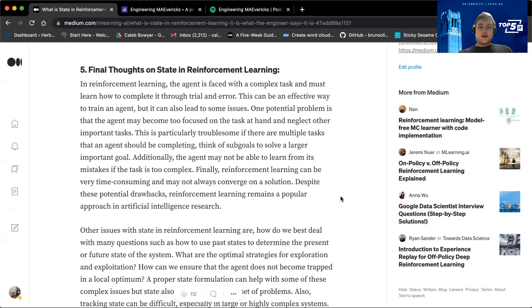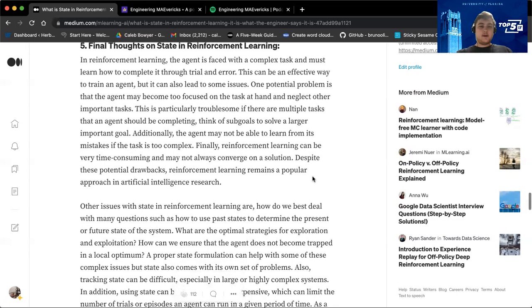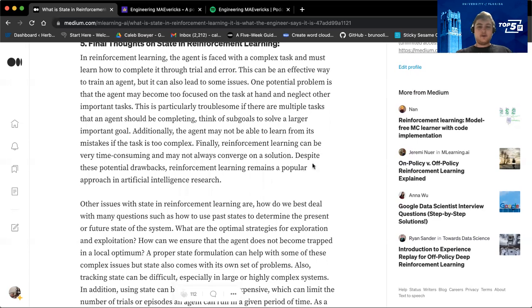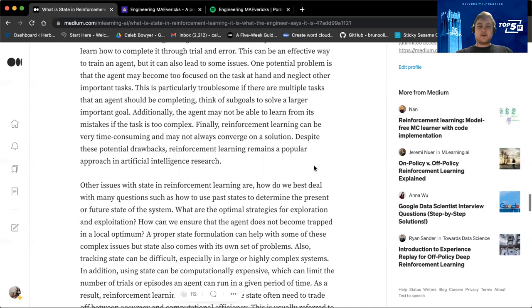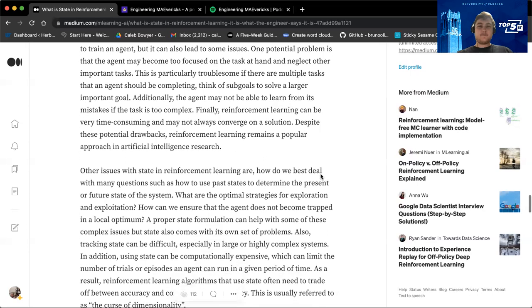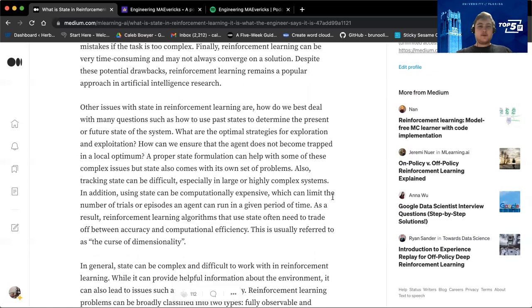Additionally, the agent may not be able to learn from its mistakes if the task is too complex. Finally, reinforcement learning can be very time-consuming and may not always converge on a solution. Despite these potential drawbacks, reinforcement learning remains a popular approach in artificial intelligence research. Other issues with state and reinforcement learning are: how do we best deal with many questions such as how to use past states to determine the present or future state of the system?